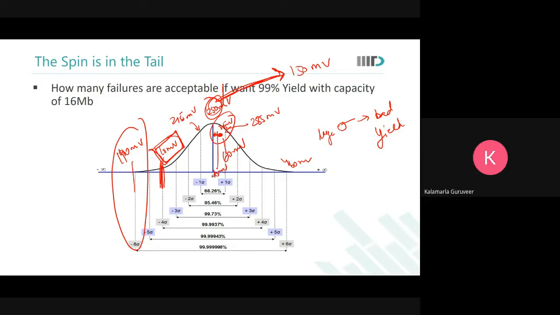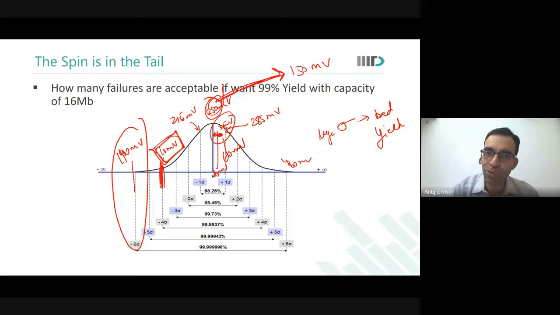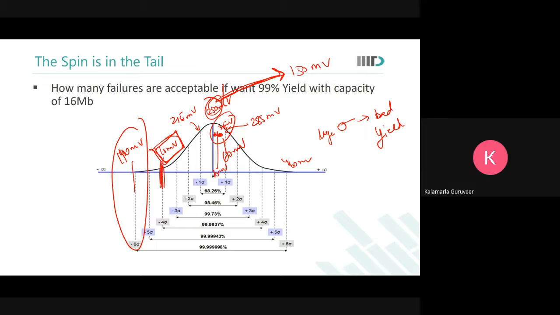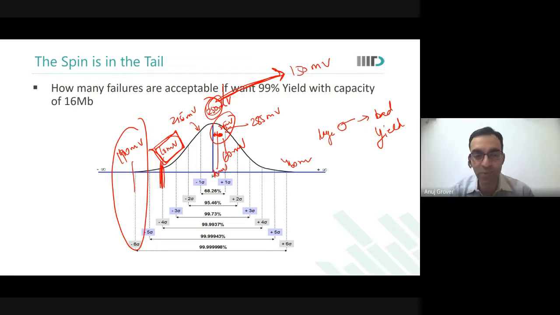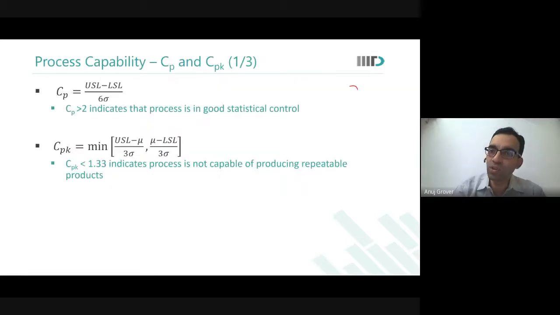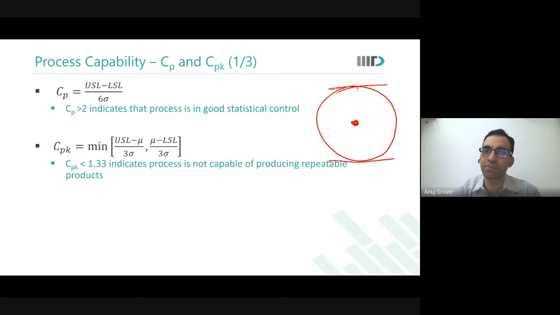Sir, then how will our mean be fixed initially? No, it is not fixed. You target something. So that is what is called a target. You say, okay, this is what I want to target. This is my upper spec limit. This is my lower spec limit.